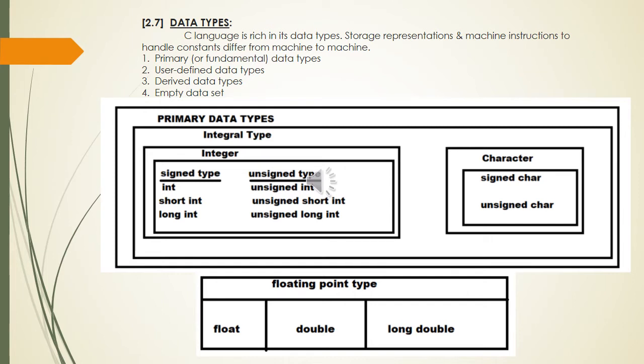Under integer, signed type and unsigned type: int, unsigned int, short int, unsigned short int, long int, unsigned long int. In character, signed char, unsigned char. Floating point types: float, double, long double.